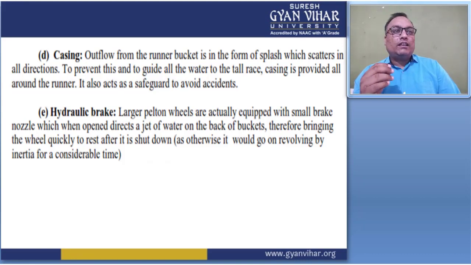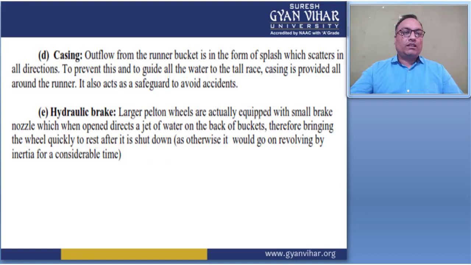And the hydraulic brake: the larger Pelton wheels are equipped with a small brake nozzle, which when opened directs a jet of water on the back of the bucket, therefore bringing the wheel quickly to rest after it is shut down, as otherwise it would keep revolving by inertia for a considerable time. So these are some components that are used in the Pelton wheel turbine.